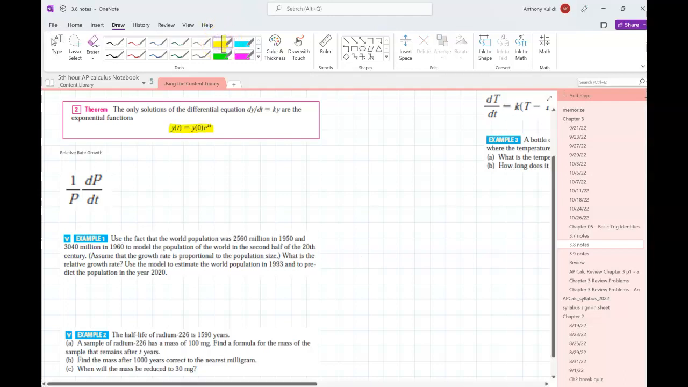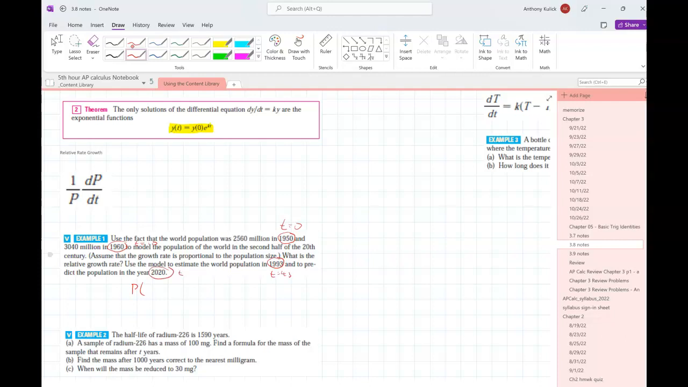So I'm going to be using this equation. I'm going to use P for population. I'm going to say that 1950 is time 0. So this one would be time equal to 10. This one would be time equal to 43. And this one would be time equal to 70. So far, everybody okay with that?